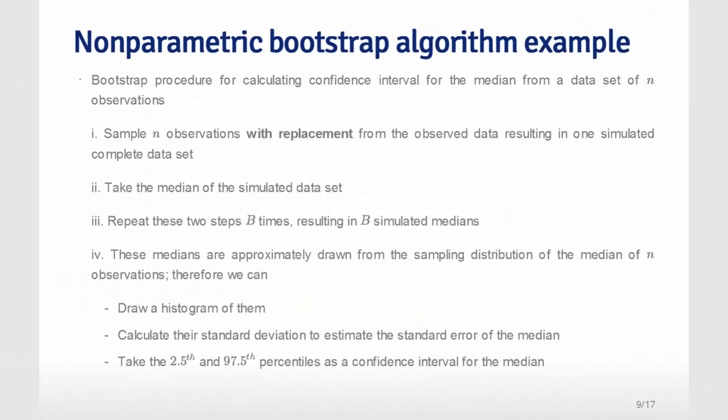So let's go through the bootstrap algorithm in a little bit of detail for calculating a confidence interval or bootstrap standard error for the median from a set of n observations. So the data that we have is a vector of length n. Then what we're going to do is resample n observations with replacement from the observed data to basically get a resampled complete data set.